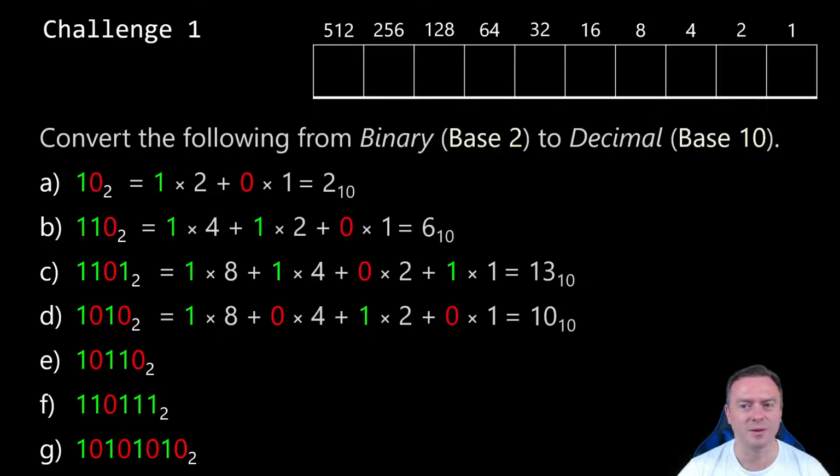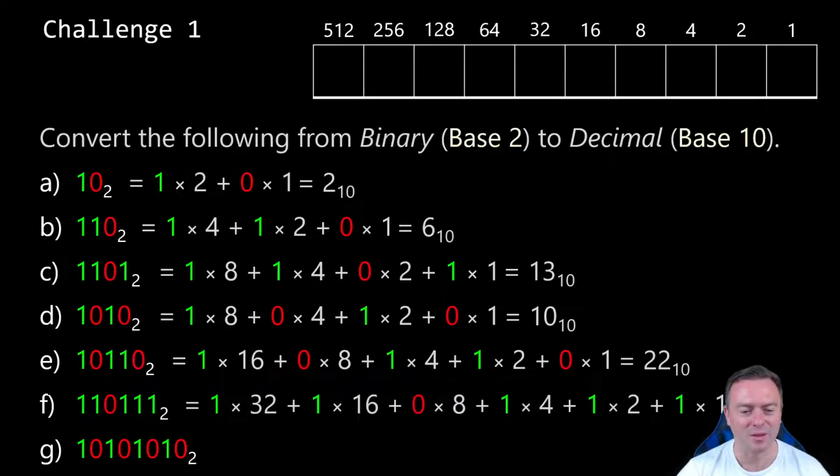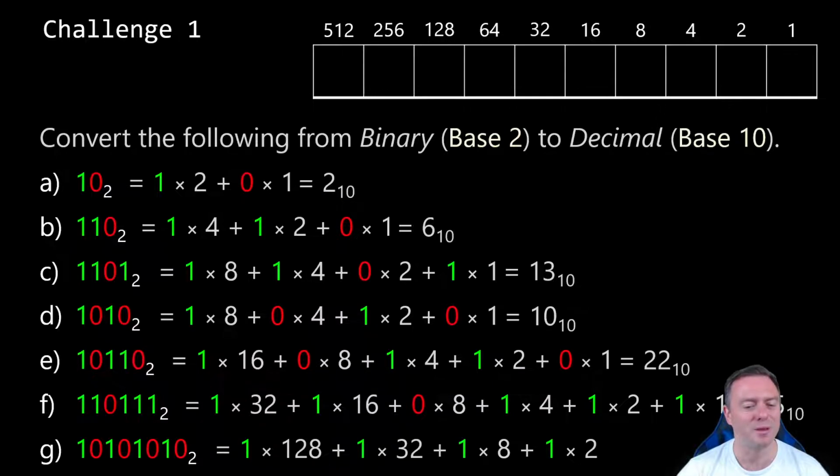1, 0, 1, 1, 0 is 1 lot of 16, 1 lot of 4, 1 lot of 2, which adds together to give you 22. 1, 1, 0, 1, 1, 1 is 1 lot of 32 plus 1 lot of 16 plus 1 lot of 4 plus 1 lot of 2 plus 1 lot of 1, which is 55. And the last one, the big one, we've got 1 lot of 128, no 64s, we've got a 32, no 16s, we have an 8, we don't have a 4, and we do have a 2, and no 1s. So that equals 170 in our decimal system.